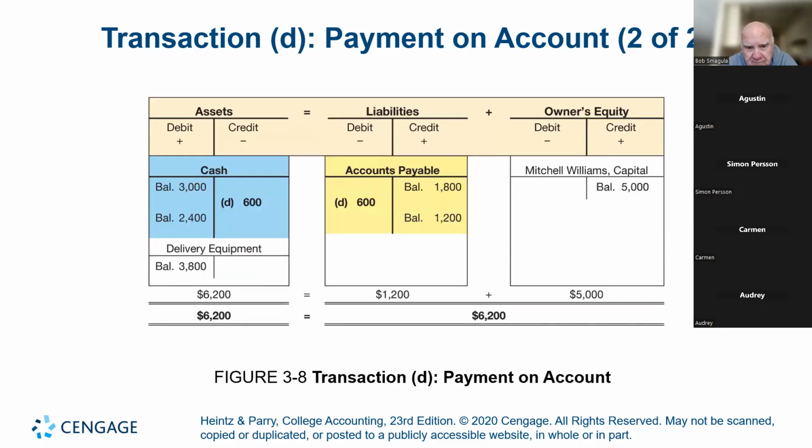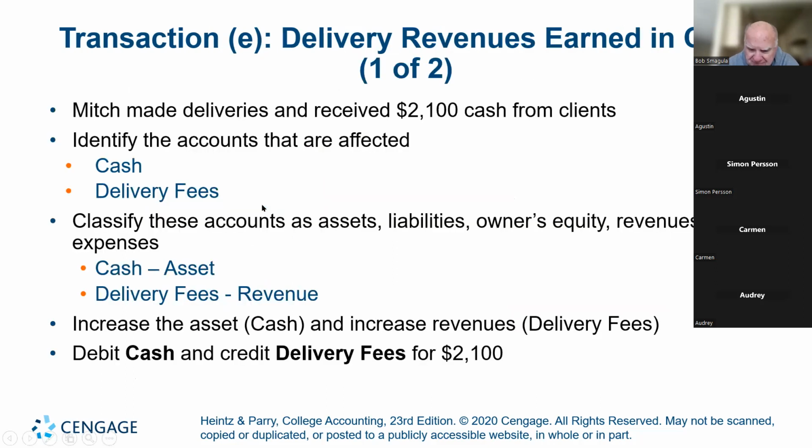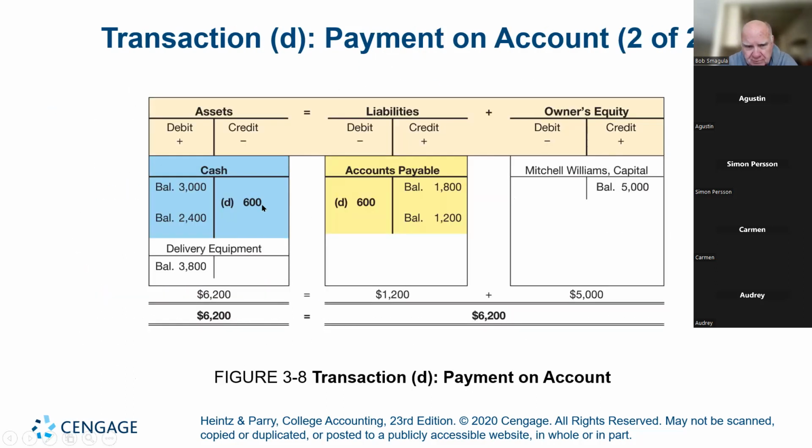So here we go. We debit accounts payable for $600. That reduces the debt to $1,200. We credit cash. I'm sorry, I got happy fingers for some reason. We credit the cash for $600, brings the balance to $2,400, and now we're still in balance, okay? Assets go up with a debit. Liabilities and equity go up with a credit.